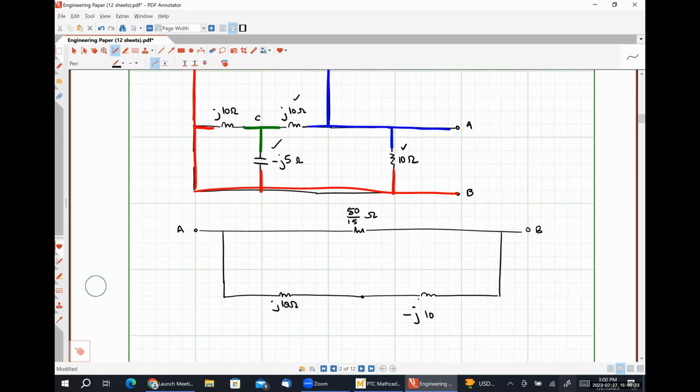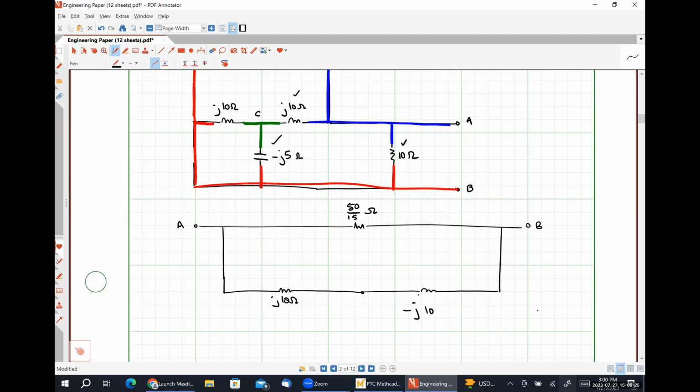So that was 10i times negative 5i divided by 5i minus 5i. Yep, negative j10. Okay. Oh, I think I see the problem here.